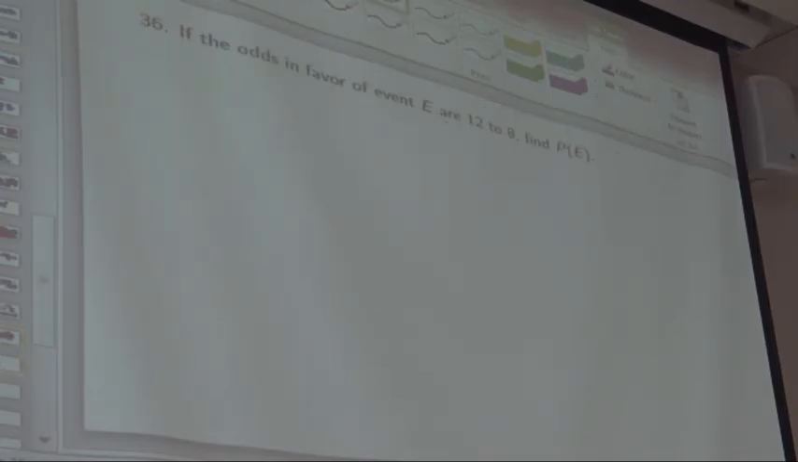Now, the odds in favor of event E are 12 to 8. So that means this is the favor, and this is the unfavor. What is the total? 20, which is 12 plus 8. That's the total. So the probability of E is the favor, which is 12 over 20, which is 3/5.